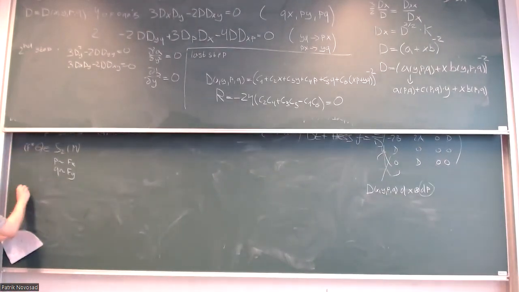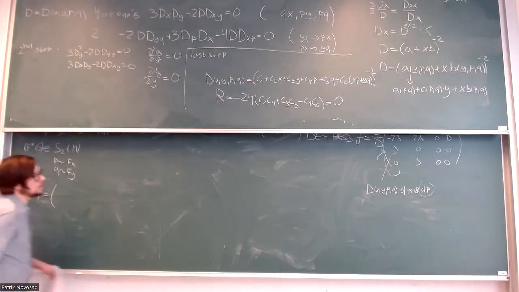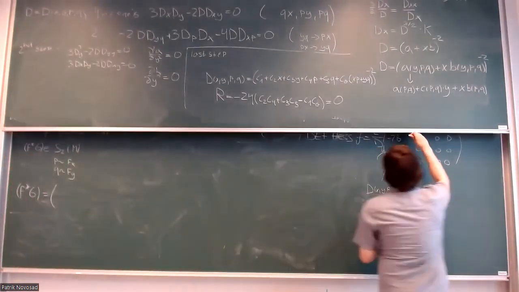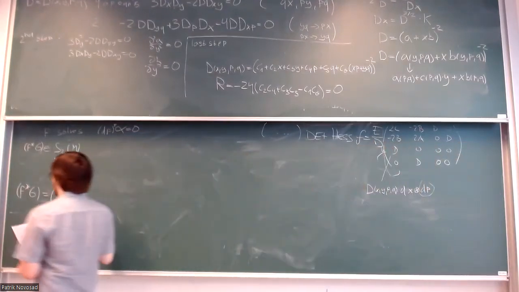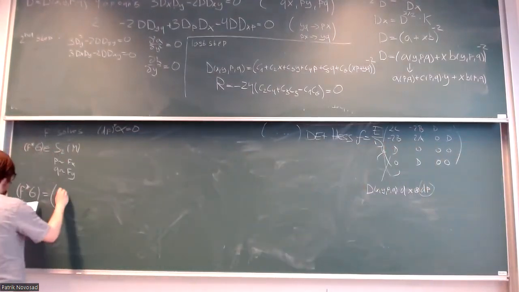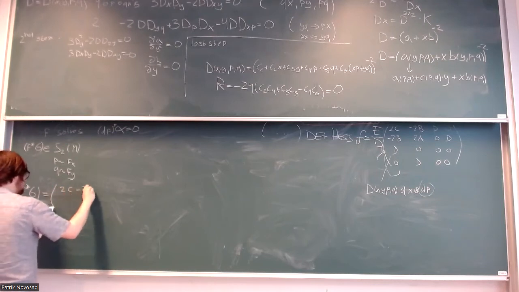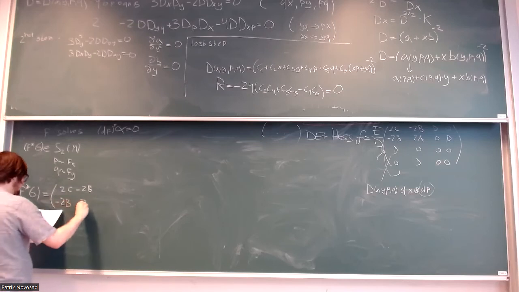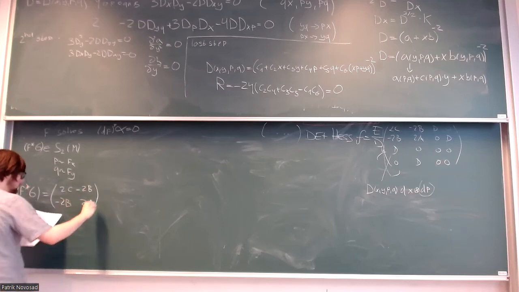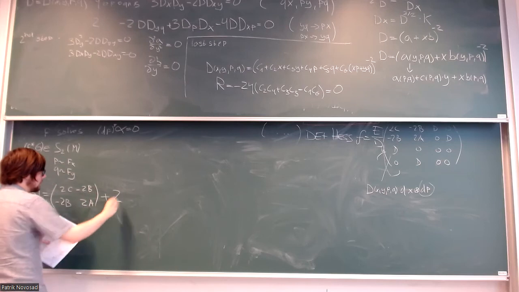I'm not going to do that fully, but it's not that difficult. This first part is only multiplied with dx dy. So if you pull it back to the base manifold, nothing happens. So you get 2c minus 2b. Now we're on the base manifold. So our metric will be a 2 by 2 symmetric matrix, and it can be written in this form.